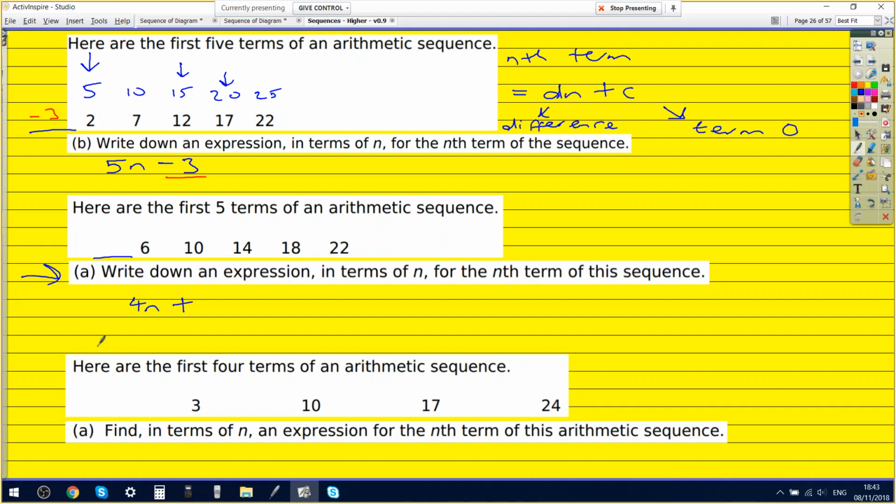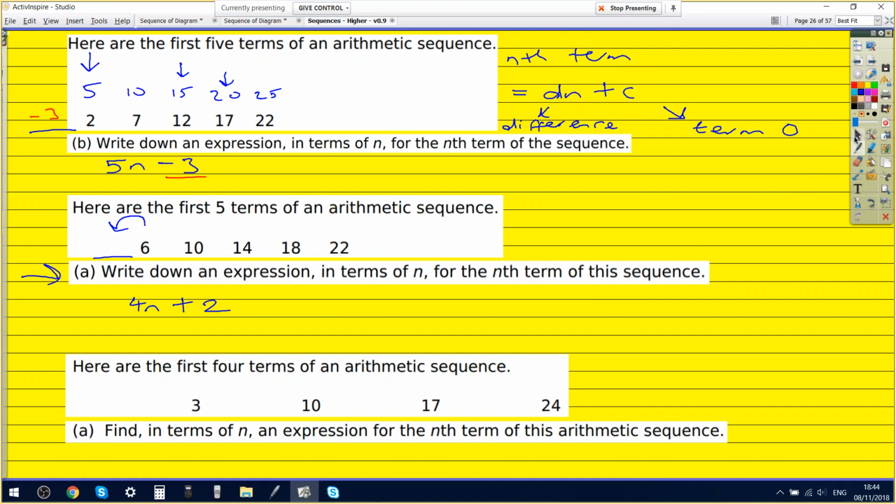Part A. It goes up by 4 each time. Right. And so what number would come before 6? Two. Yeah, I got it. So it's going up in fours, so it's 4n, and term 0 is 2, so it'd be plus 2.